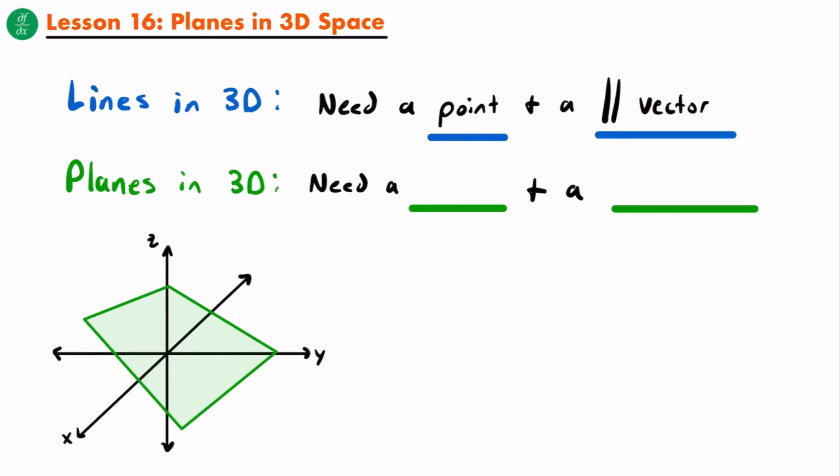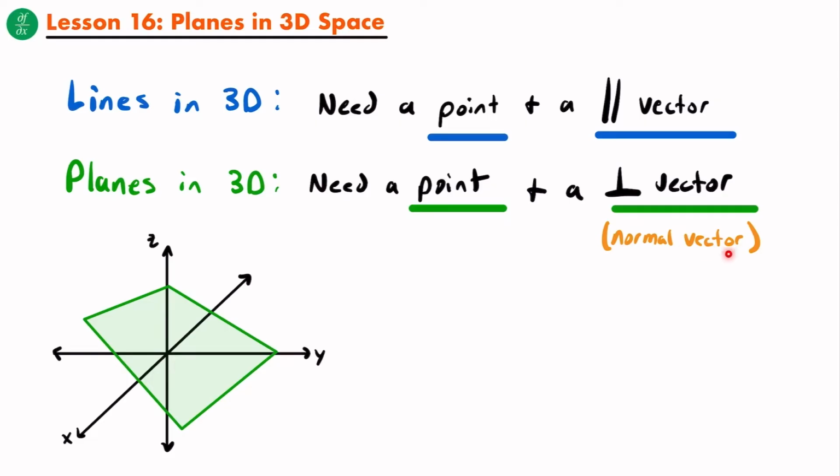And as it turns out, we need two very similar things to represent a plane in 3D space. In particular, we're going to need a point on that plane, and we are going to need a vector, but this time we want a vector that is perpendicular to the plane. All right, so that is a little bit different compared to what we needed to represent a line in 3D. For lines, we need a point on that line and a vector parallel to the line, but for a plane, we need a point in that plane and a vector that is perpendicular to that plane. And we have a special name for that perpendicular vector. We call it a normal vector.